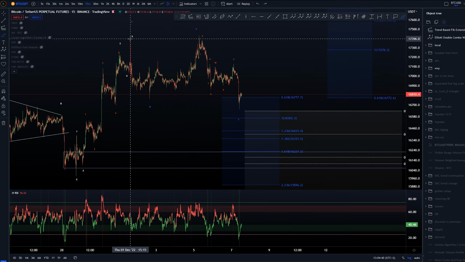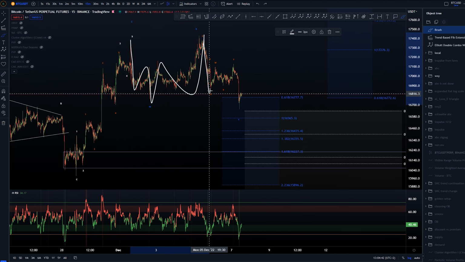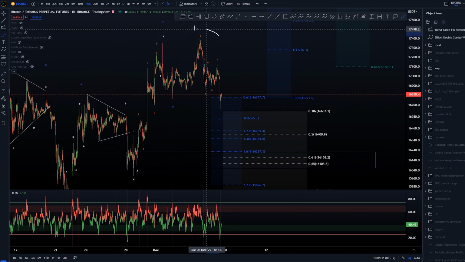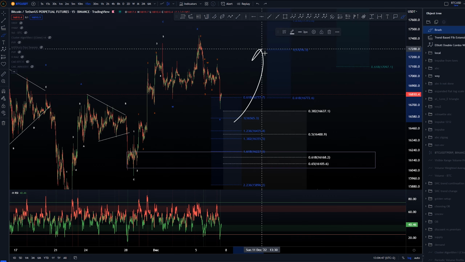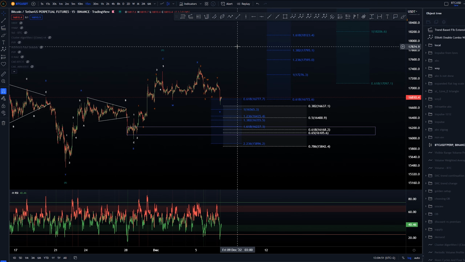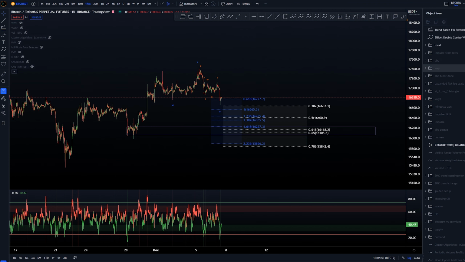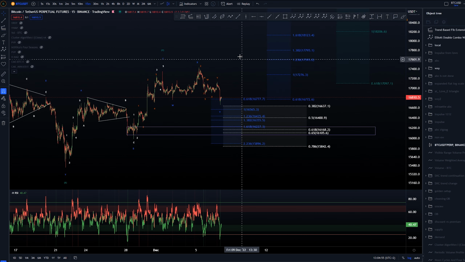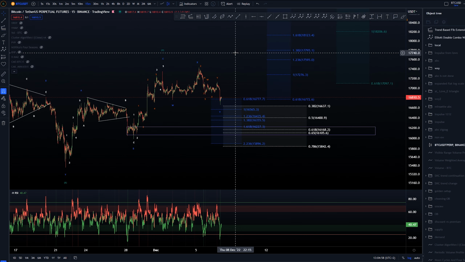It is somewhat proportionate to these previous wave structures, so there is a chance that this whole structure here would be done, and we would be looking for much higher prices if this indeed was one of those more bullish setups that we were talking about previously. But I think that is going to do it for this video on Bitcoin.